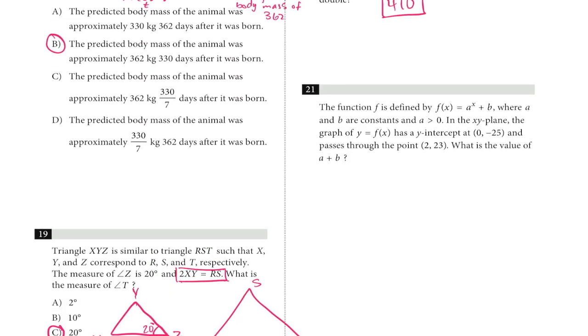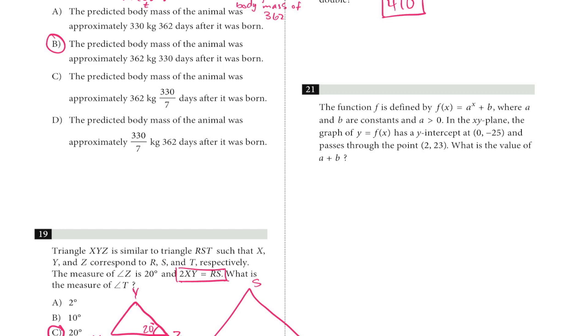All right, number 21. The function f is defined by f of x equals a to the power x plus b, where a and b are constants, and a is greater than 0. In the xy plane, the graph of y equals f of x has a y-intercept at (0, -25) and passes through the point (2, 23). What is the value of a plus b?